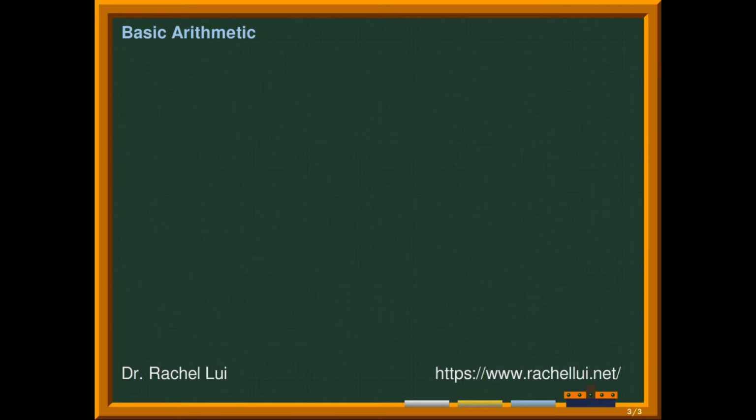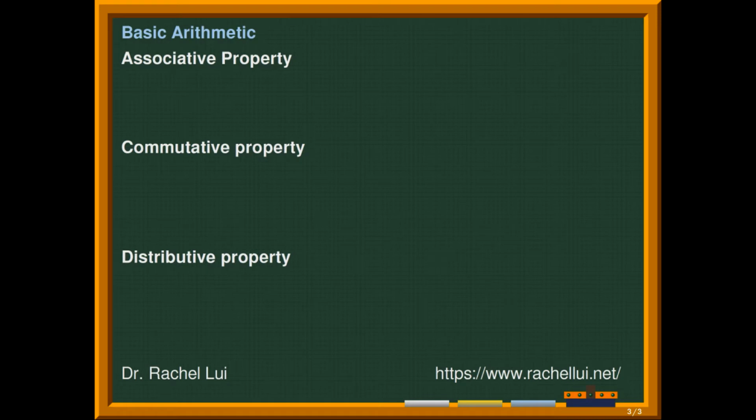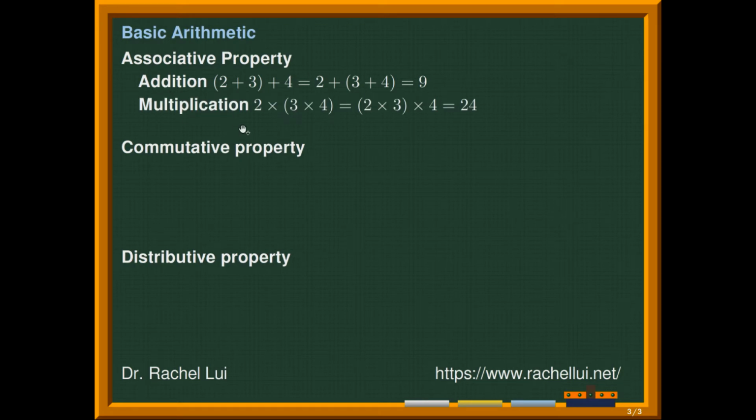So I will go through the associative property, the commutative property, as well as the distributive property. The associative property in addition is simple. Say, for example, when we do 2 plus 3 plus 4, you can add 2 plus 3 first, or you can add 3 plus 4 first. At the end, you will get the same result. This is also the same for multiplication. Say if you are asked to find the product of 2 times 3 times 4, it doesn't matter whether you start with 2 times 3 or 3 times 4. At the end, you will get the same result.